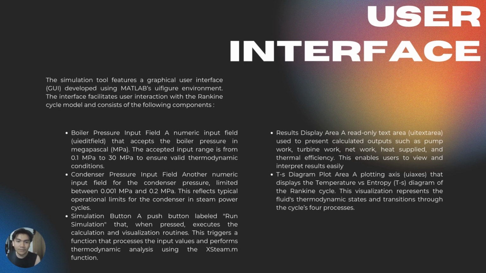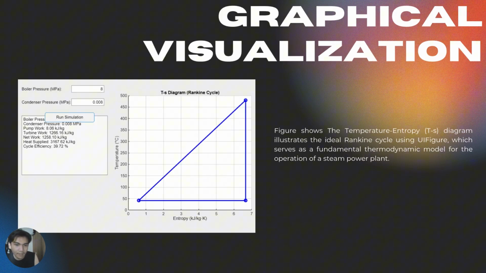The fourth one is result display. It enables users to view and interpret results easily. And the last one is the diagram plot area. This is a plotting axis that displays the temperature versus entropy diagram. This visualization represents the fluid's thermodynamic states and transitions through the cycle processes.